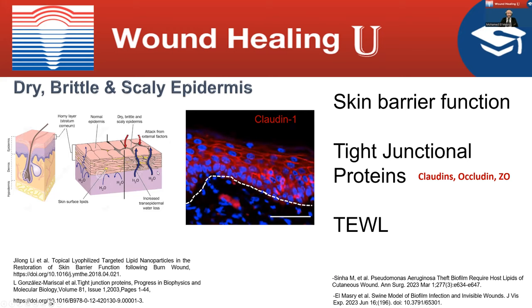As you can see here, with chronological aging, you can see dry, brittle, and scaly epidermis, which will be losing the tight junctional proteins, which will allow the water to evaporate in between the cells. This will decrease the water content in the keratinocytes, which will be increasing the vulnerability of the skin to be invaded by external factors as well, such as allergens or any viral or bacterial infections.